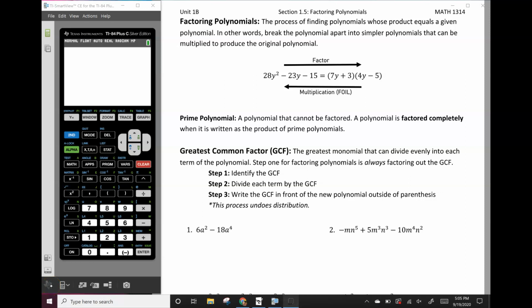All right, today we start our section on factoring, section 1.5. And so let's get started. First of all, what is factoring?